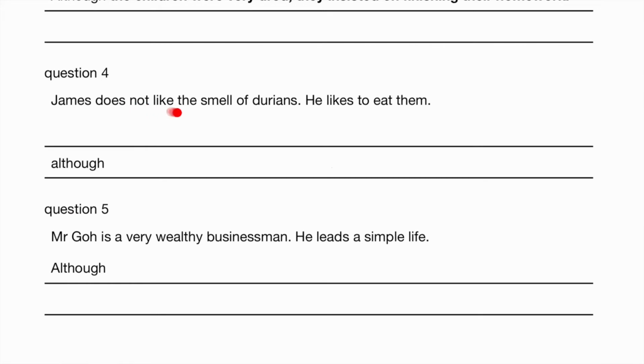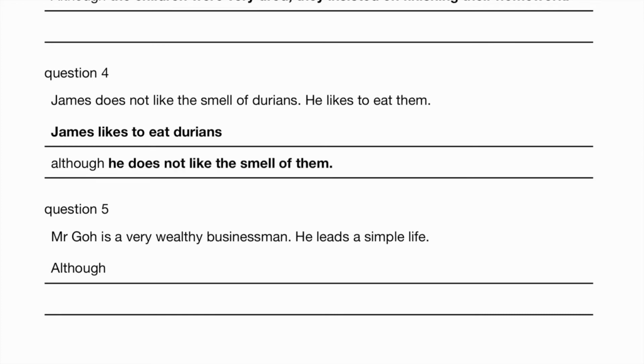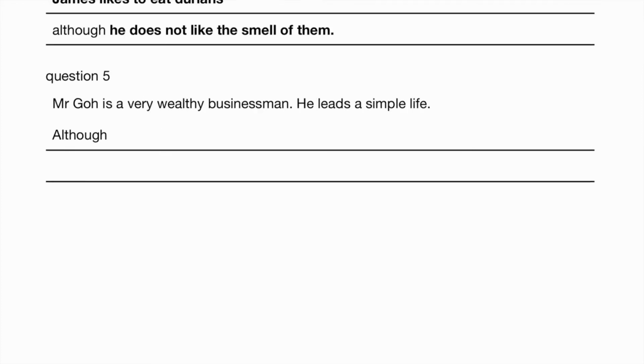James does not like the smell of durians. He likes to eat them. So James likes to eat durians, although he does not like the smell of them. Mr. Goh is a very wealthy businessman. He leads a simple life. So although Mr. Goh is a very wealthy businessman, he leads a simple life.